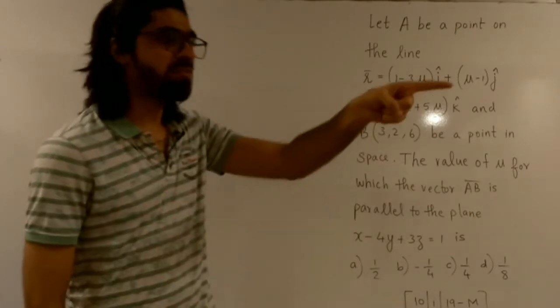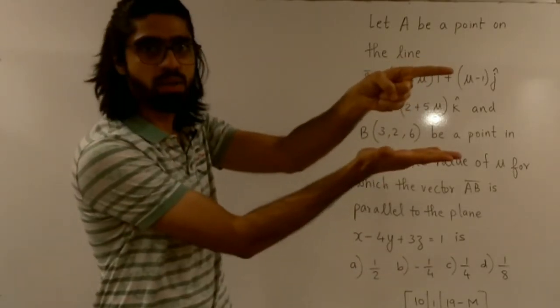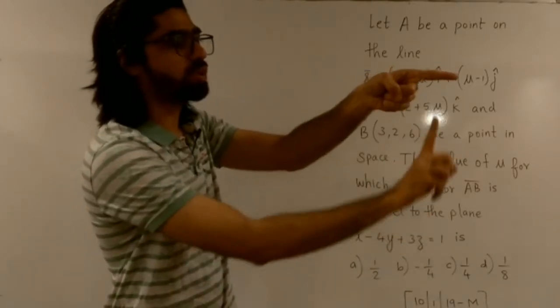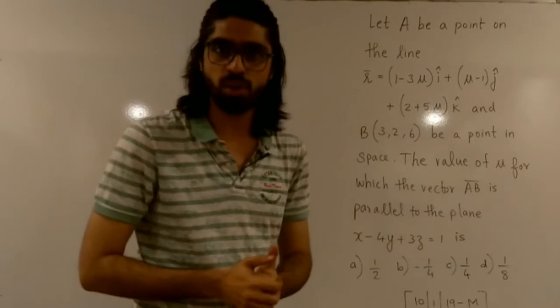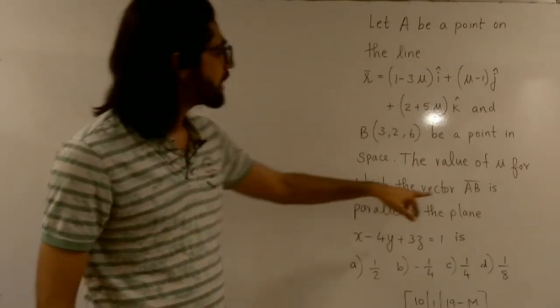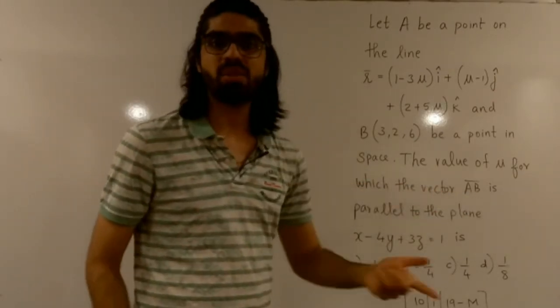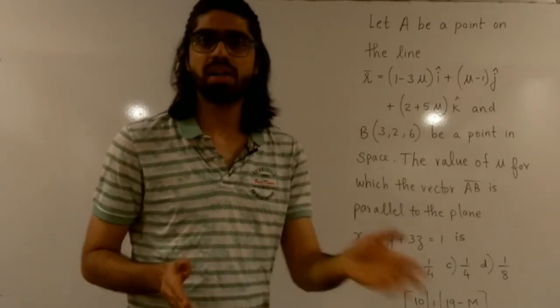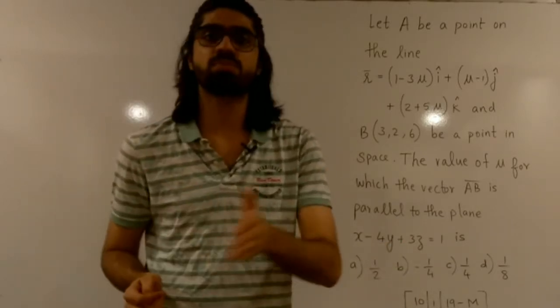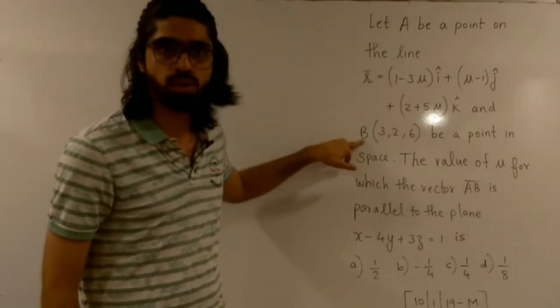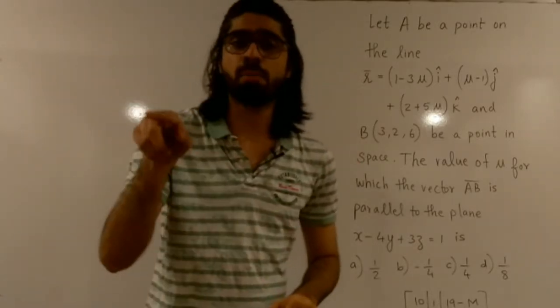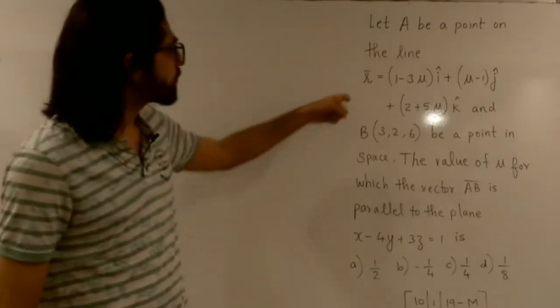If AB bar is a vector parallel to your plane, then the dot product of normal to the plane and the vector AB bar should be 0 because they will be perpendicular to each other. So finally I need to get the vector AB bar. To get AB bar, I should have B bar and A bar. I mean AB bar will be written as B bar minus A bar. So B bar is already known because the coordinates of B are known to me. And finally I need A bar. The way I will get A bar is from the equation of the line.